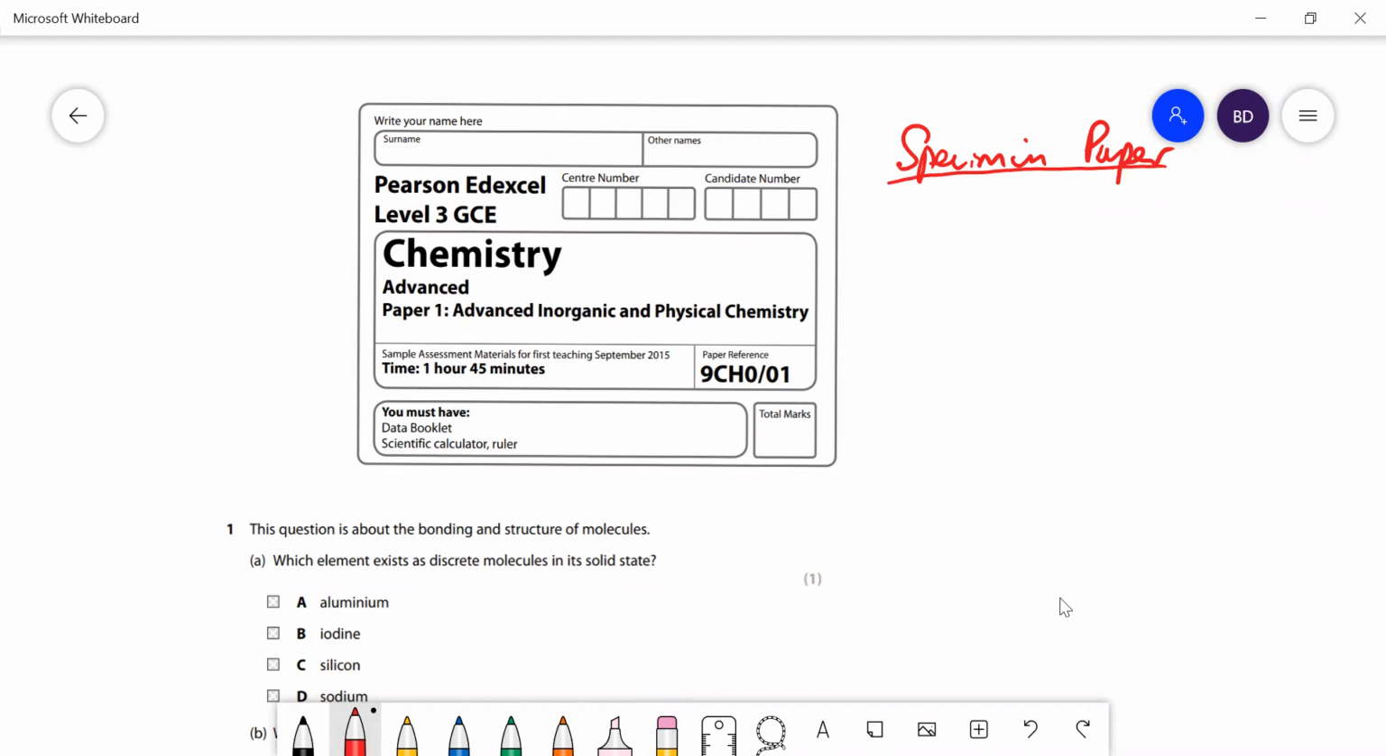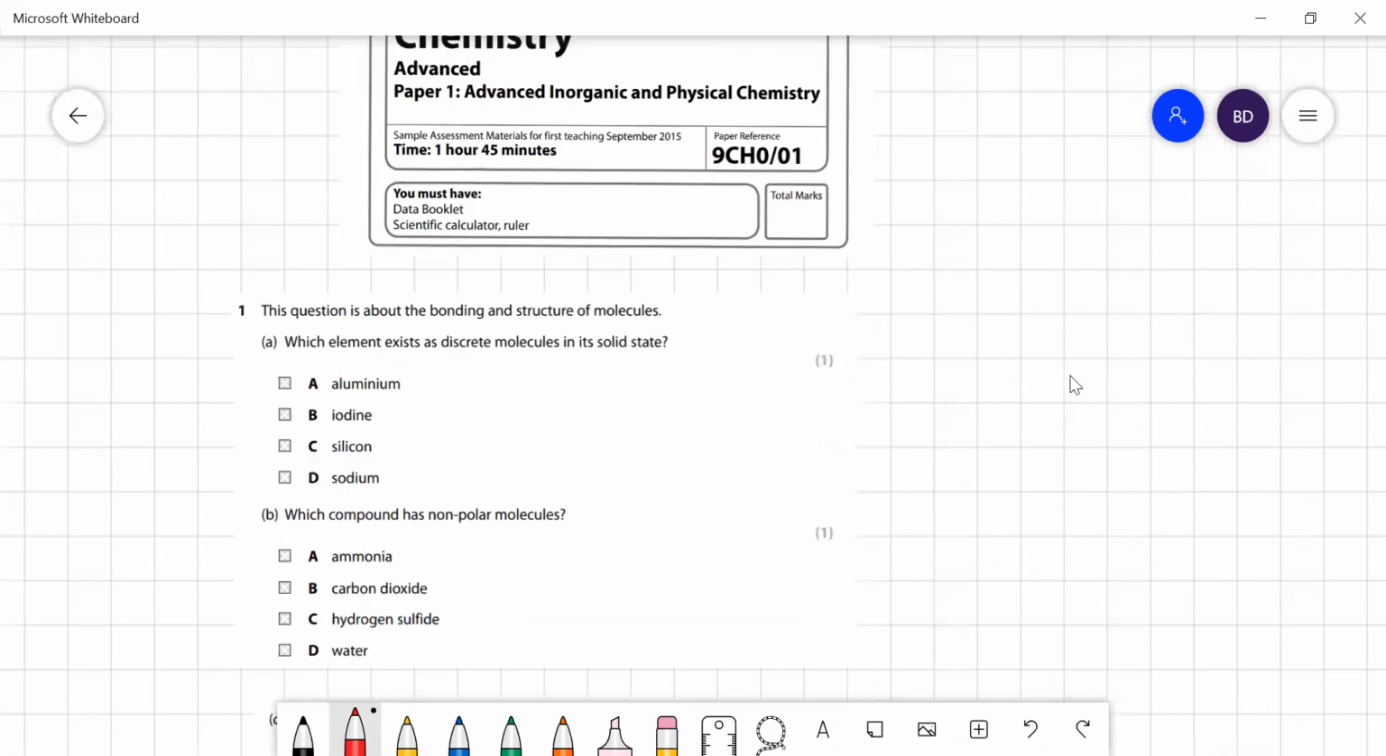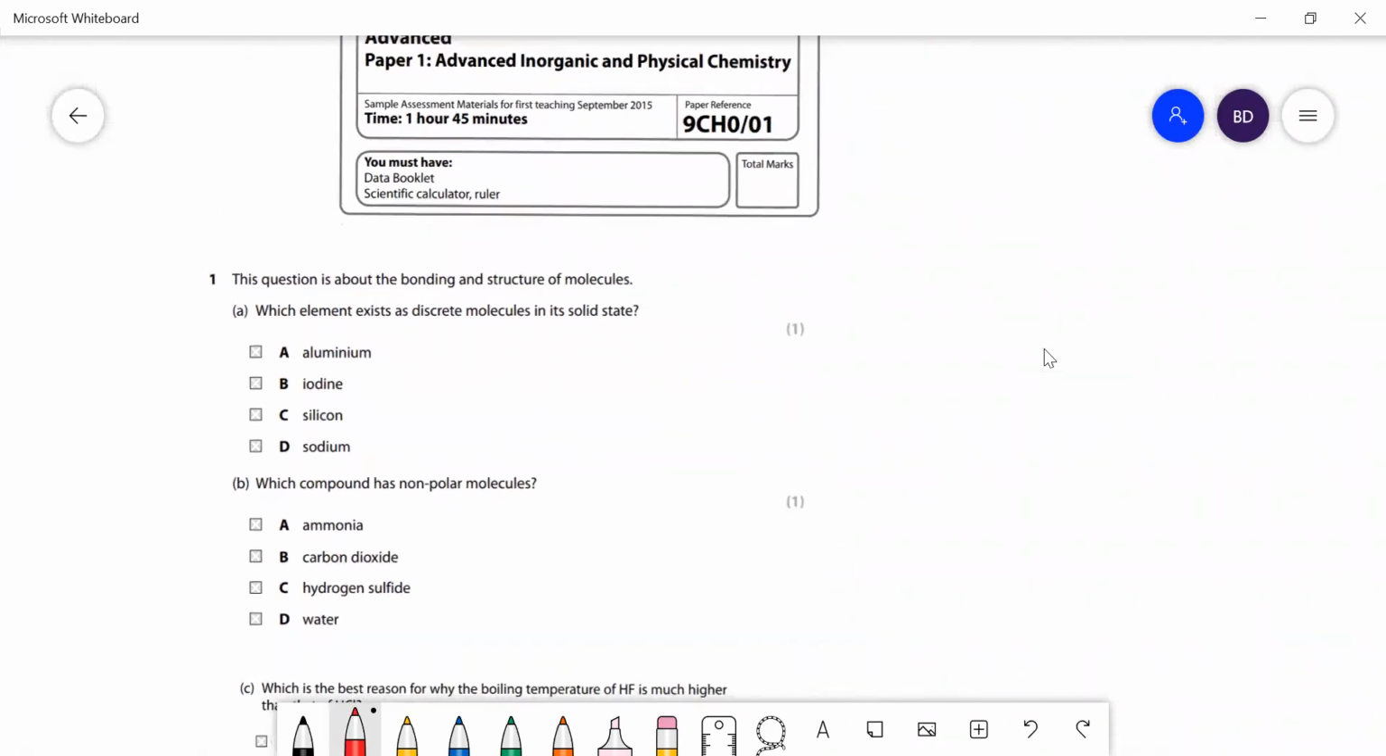Right, so this question is about the bonding structure of molecules. Which element exists as discrete molecules in its solid state? It's got to be iodine because that exists as I2. Aluminium and sodium are both metals, and silicon is giant covalent, very like diamond.